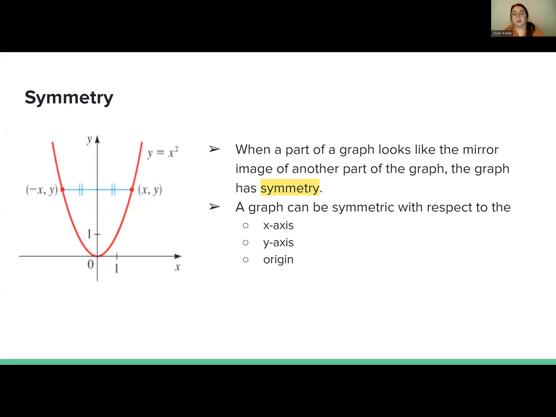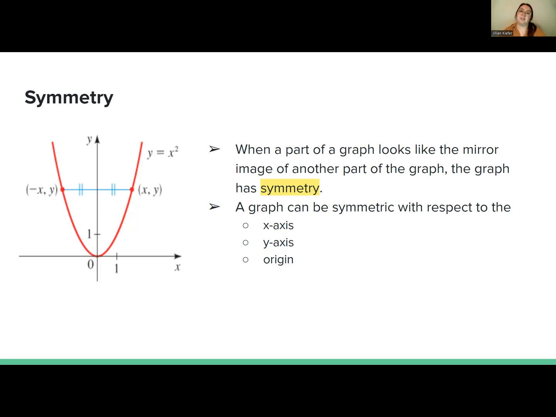So working with symmetry here, we say when a part of a graph looks like the mirror image of another part of the graph, your graph has symmetry. So it's like if you ever fold a piece of paper in half, you draw a design on one half, and then maybe you copy it in front of a window, you open it up and it looks like basically the same image on either side. That is the exact same idea with symmetry. You can have it across vertically here, or up and down across. So you have symmetry in both cases.